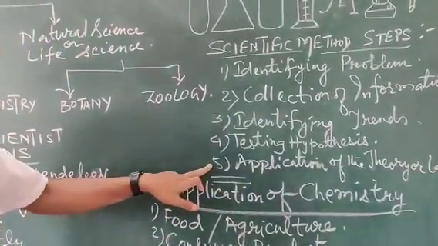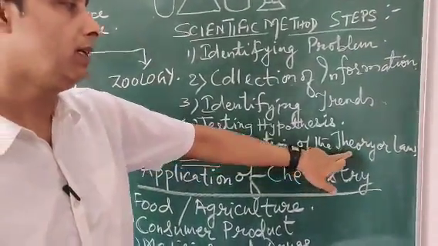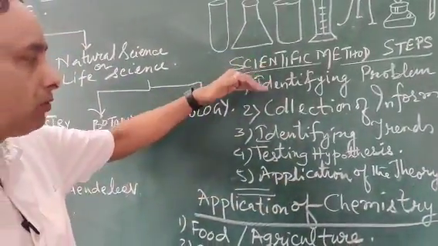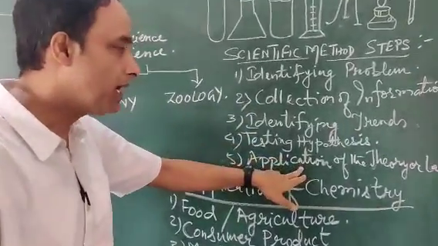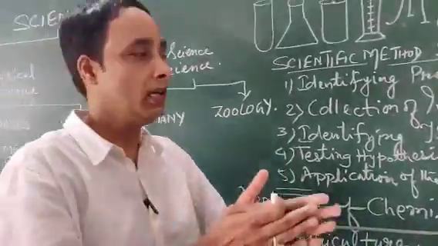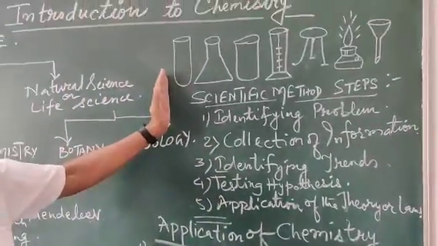Then after that, fifth point, that is application of the theory or law. This is the most important point out of all of these. After evaluating all those, we have to apply that in our day-to-day life, and it will prove helpful for human beings, for mankind. So these are some of the scientific method steps, students.